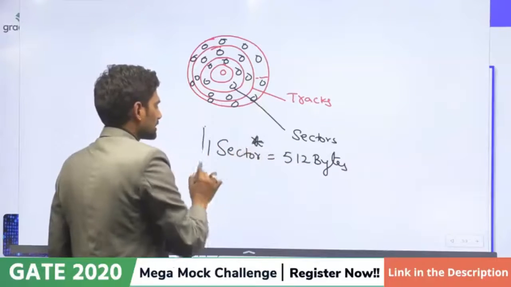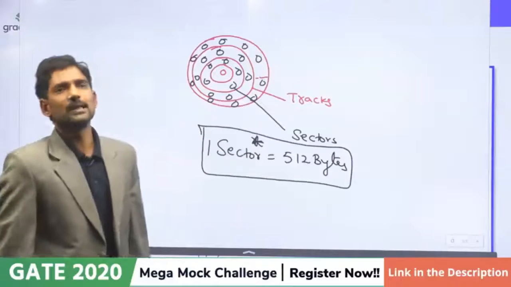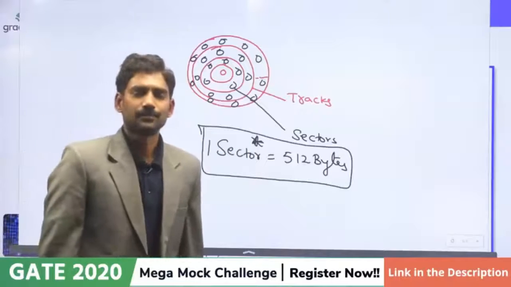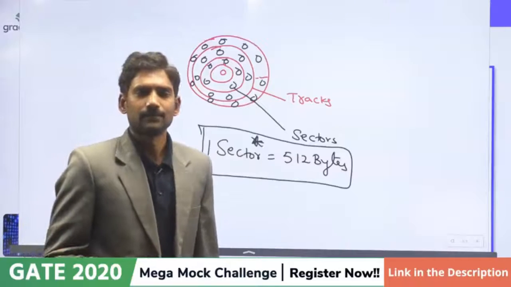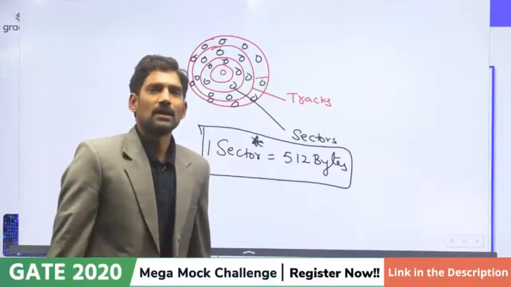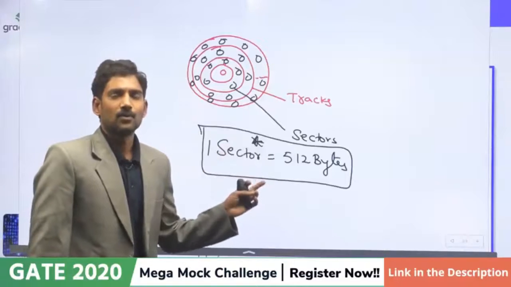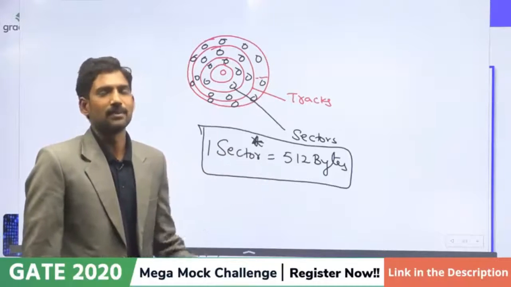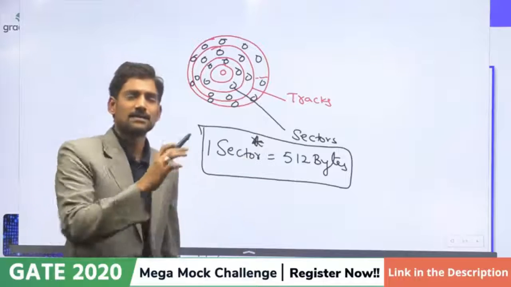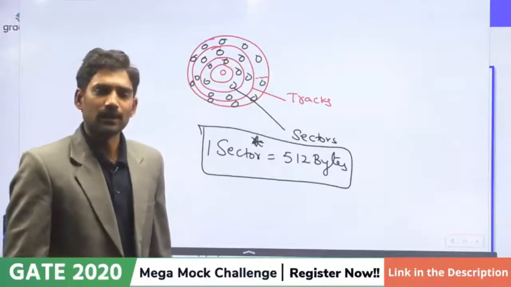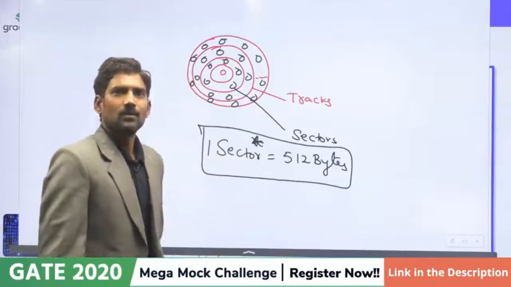One sector capacity is 512 bytes, which is a universal constant. Like how pi is equal to 22/7, in the same way, one sector capacity is 512 bytes. Very, very important to remember this. In your academics, you may get this as some bit in your internals as well. Okay? Right.